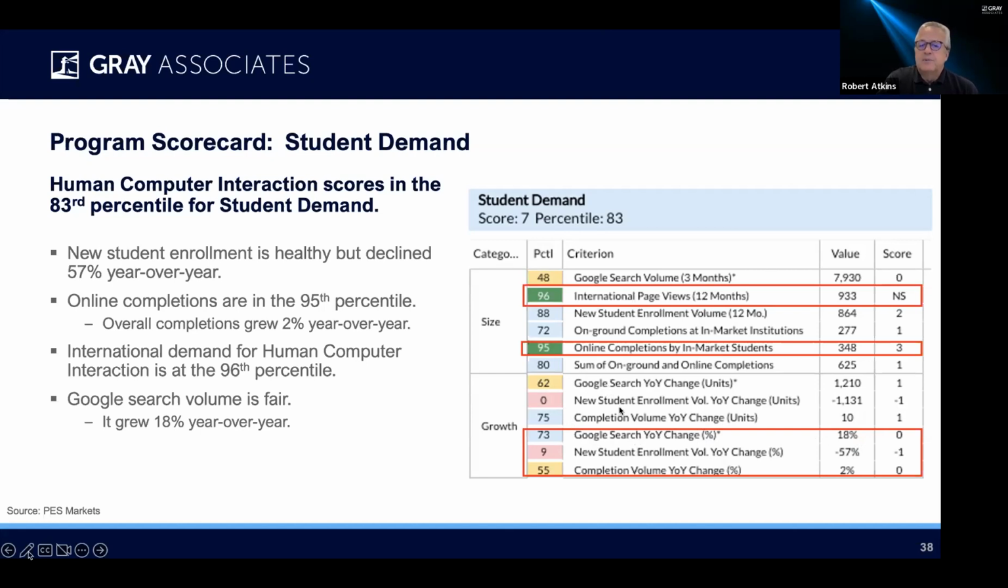Now we've got a different issue with new student enrollment. That's actually down quite sharply, down 57%, and completion volumes at 2%. So there's enough disagreement, if you will, amongst the source data that I'd be very cautious about the growth here. And I'd say, frankly, I'm not certain whether this would be growing or not looking into the future. That's the way I would look at it. The numbers are too disparate to have confidence in the growth rate here.